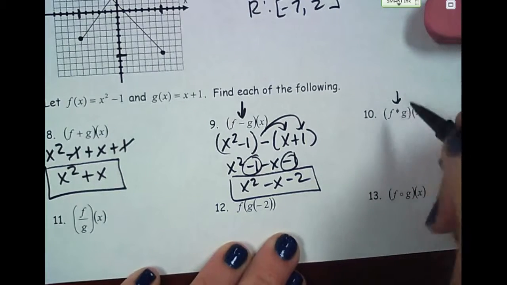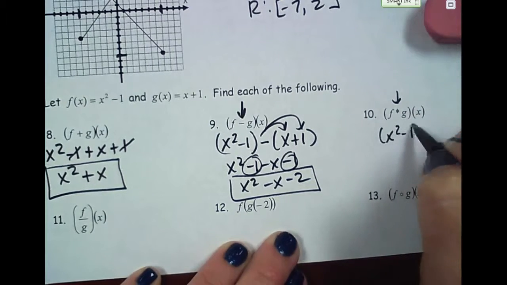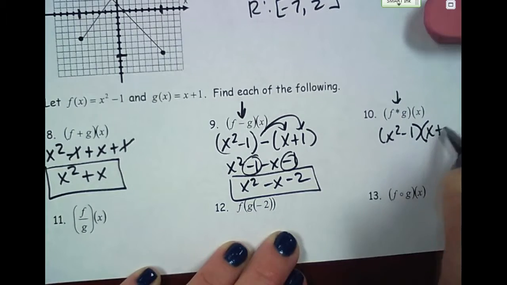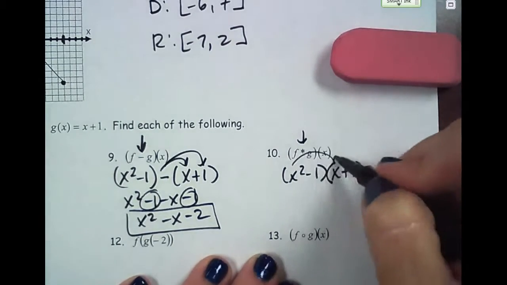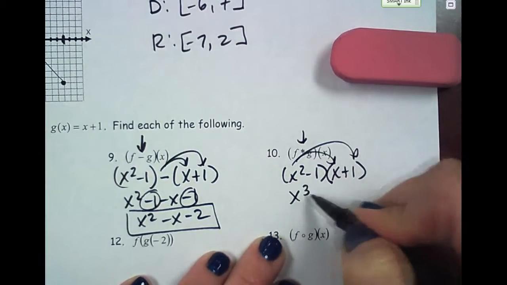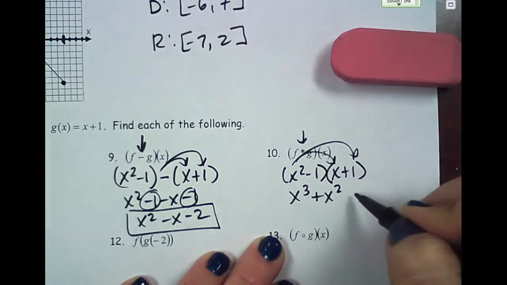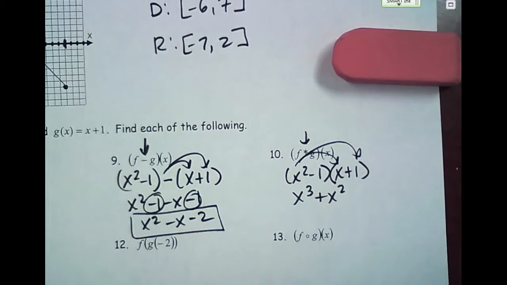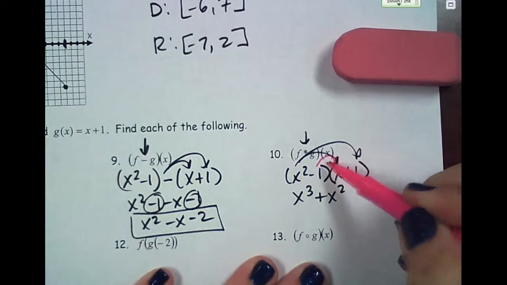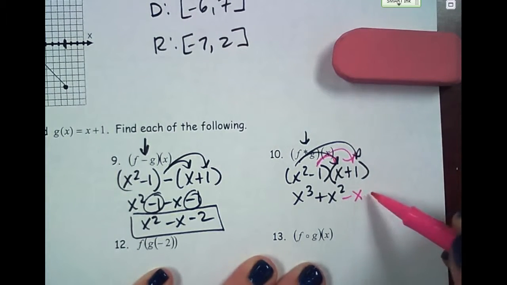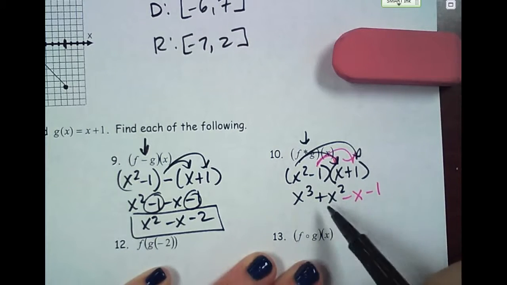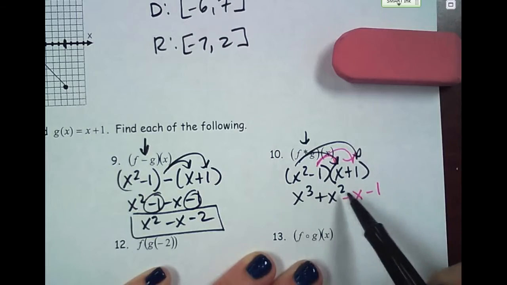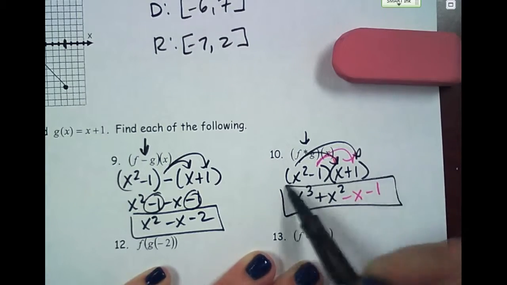This means to multiply. So you're going to take x squared minus 1 and multiply it times x plus 1. You have to FOIL it, which gives you x cubed plus x squared. And then you go the other way. You've got to take negative 1 times both, which gives you negative x minus 1. And you combine like terms, but nothing can go together. A 3, a 2, an x, and a 1, so you're just done.